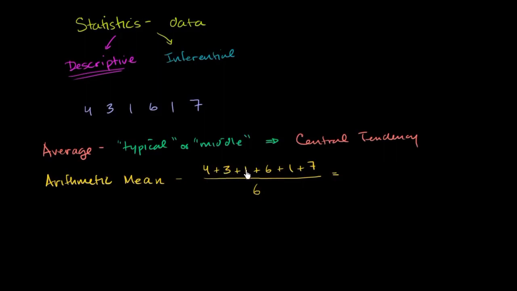4 plus 3 is 7, plus 1 is 8, plus 6 is 14, plus 1 is 15, plus 7 is 22. Let me do that one more time. You have 7, 8, 14, 15, 22. All of that over 6, and we could write this as a mixed number. 6 goes into 22 3 times with a remainder of 4. So it's 3 and 4/6, which is the same thing as 3 and 2/3. We could write this as a decimal, 3.6 repeating. We could write it any one of those ways, but this is a representative number. This is trying to get at a central tendency.